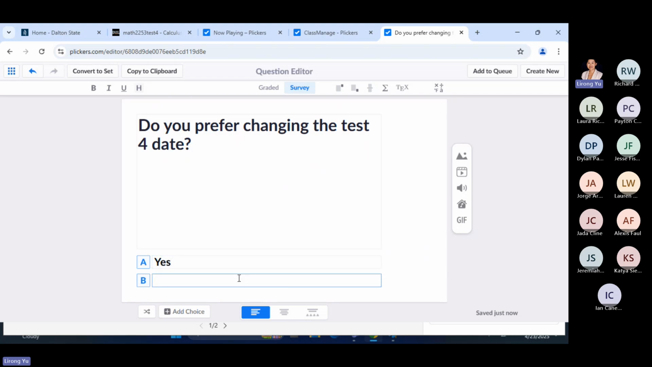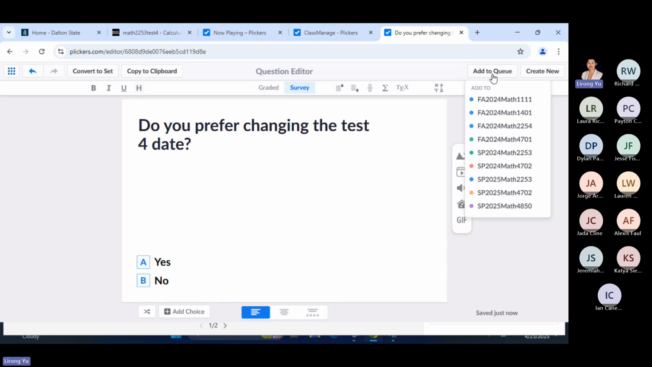So I want to find out how many of you prefer pushing the date later. If we're not changing it, then today's Wednesday, tomorrow will be the test day. If you feel like having a few more days will be helpful for you, then we'll vote on it.